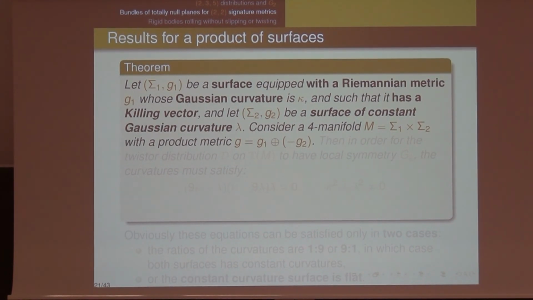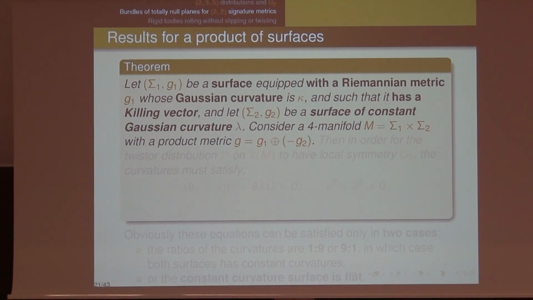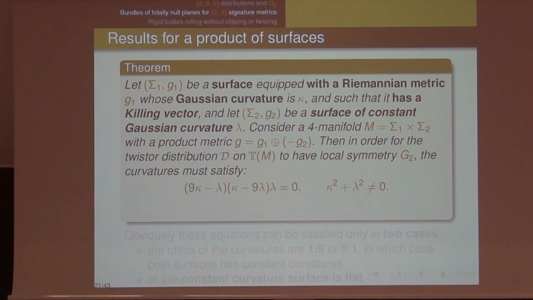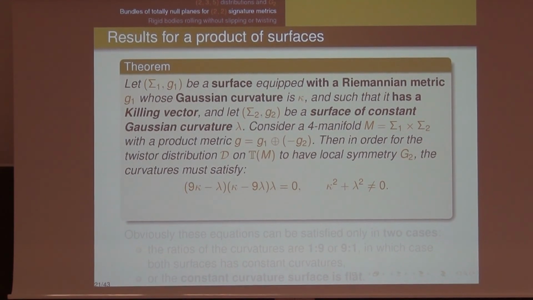And then I can try to calculate this Cartan quartic for the Twistor distribution associated with this metric. And even in this case, I cannot calculate it. But I can calculate some components, and I try to do something with these components. I manipulate the components and discover that there is a necessary algebraic constraint for this Twistor distribution to have G2 symmetry. And it's a very interesting constraint.